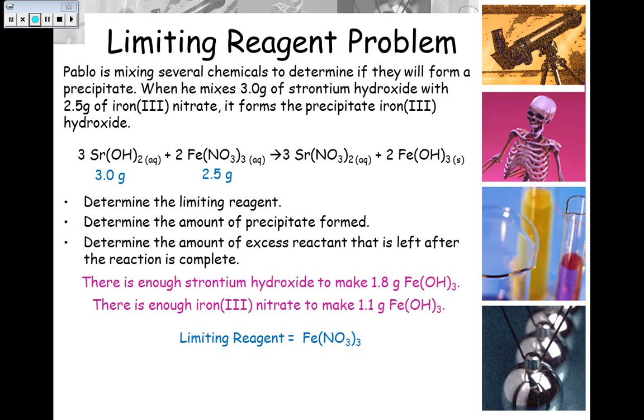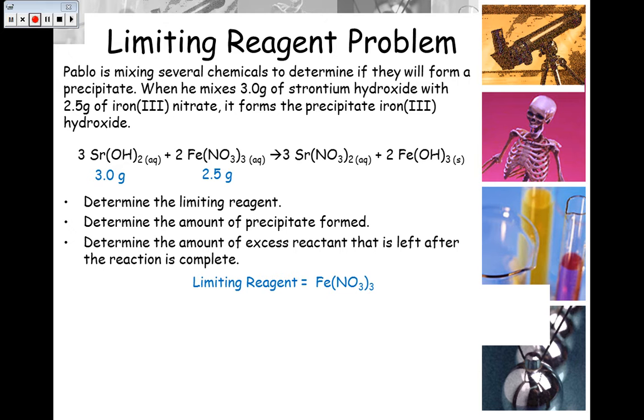SrOH2, right? Strontium hydroxide. So this is what I was showing you yesterday. Now, for you to figure out how much is left over for strontium hydroxide, you need to figure out how much you're going to use up to begin with. Right now, you have 3 grams. So, let's start.